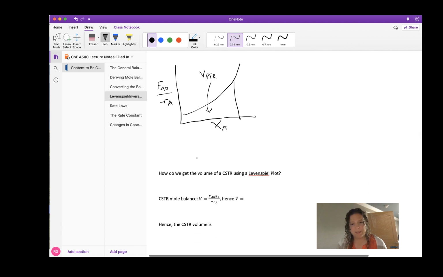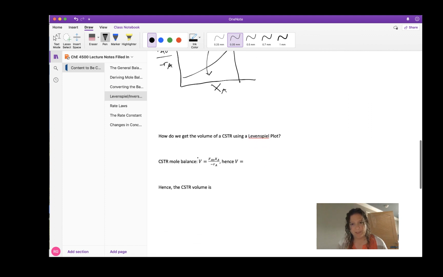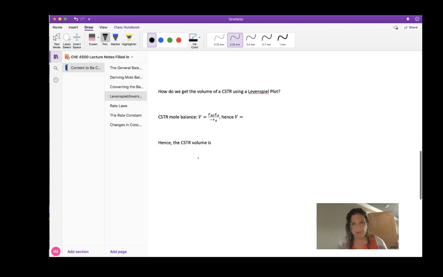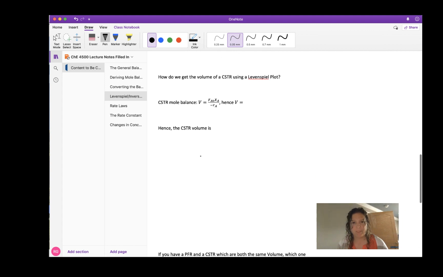So what about the CSTR? How do I get the volume of a CSTR from the Levenspiel plot? So the CSTR mole balance looks like this. V equals FA naught times XA divided by the rate of consumption of A. And I kind of want to organize this now so that it looks like a Levenspiel formula.